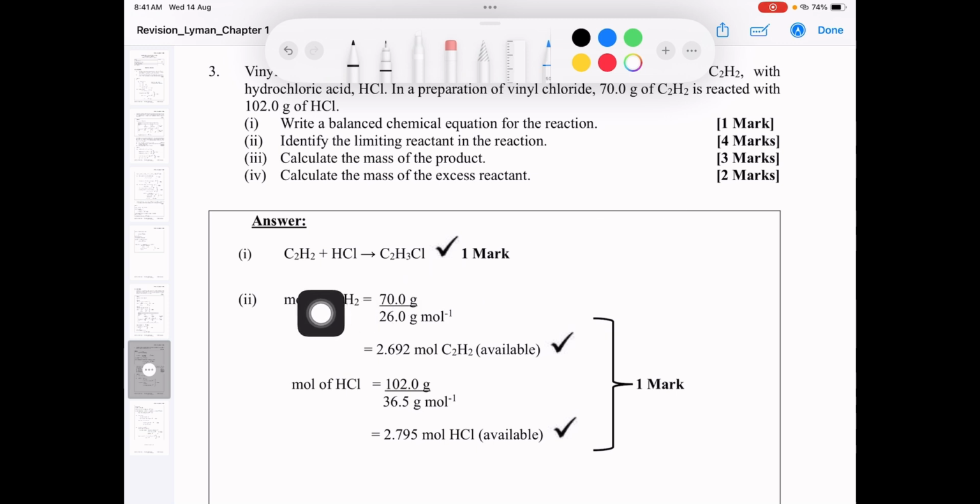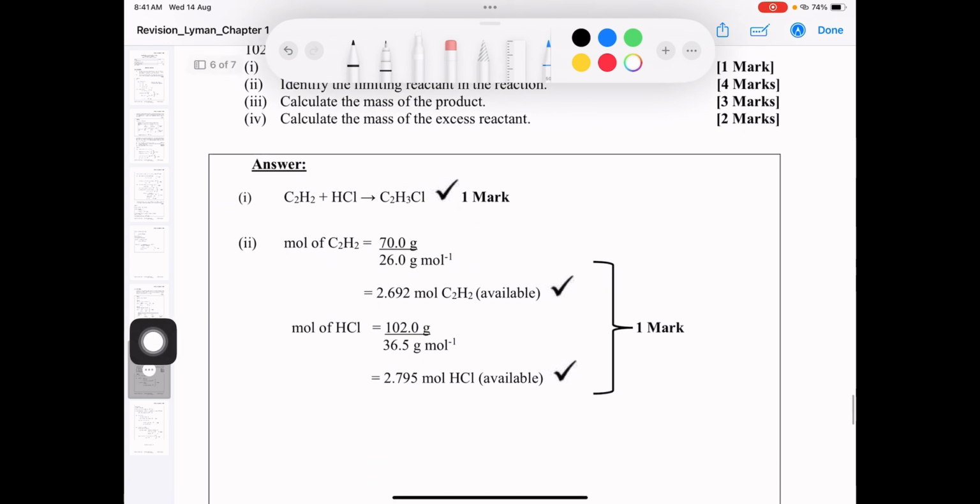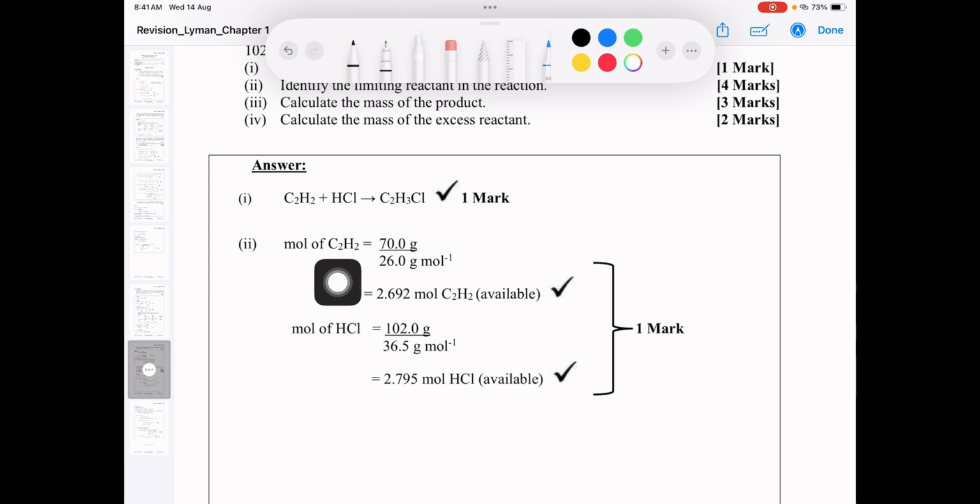Okay, so question number 1, balanced chemical equation: C2H2 plus HCl produces C2H3Cl. So writing the balanced equation is 1 mark. Okay, number 2, we want to determine the limiting reactant. First we calculate the number of moles for C2H2, mass over molar mass, which is equal to 2.692 mole C2H2. So this is the available number of moles for C2H2.